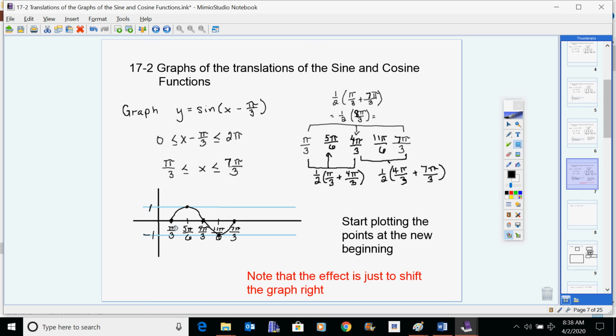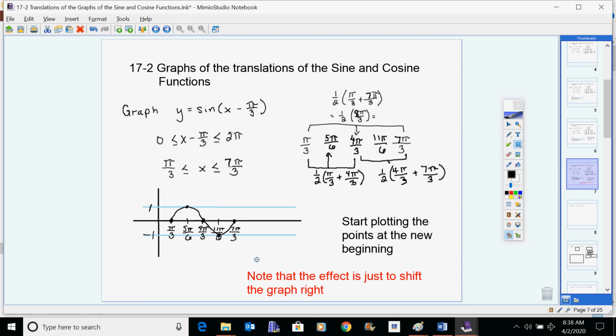And really all that happened was we took that curve and moved it off of 0 and shifted it pi over 3 to the right. So each one of these points is pi over 3 to the right of where your standard sine curve would be. Notice that I was very careful to keep my amplitude at 1 so that it goes up 1 unit and it goes down 1 unit.